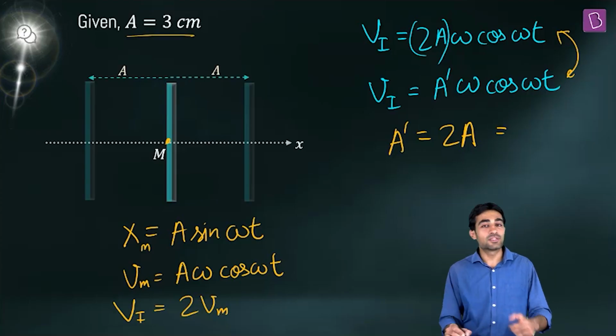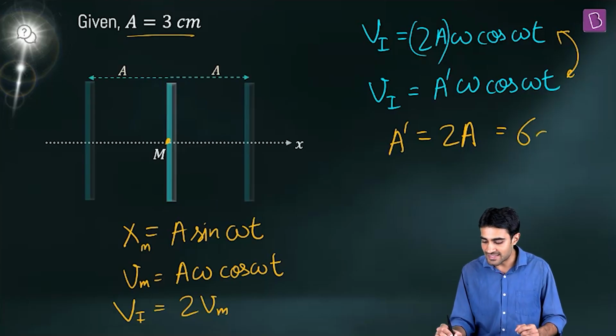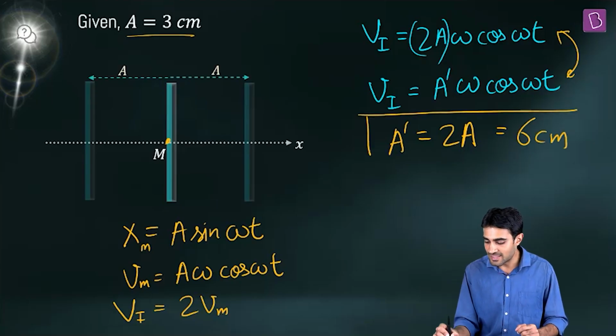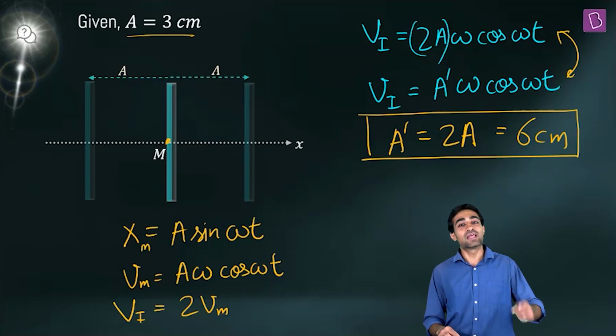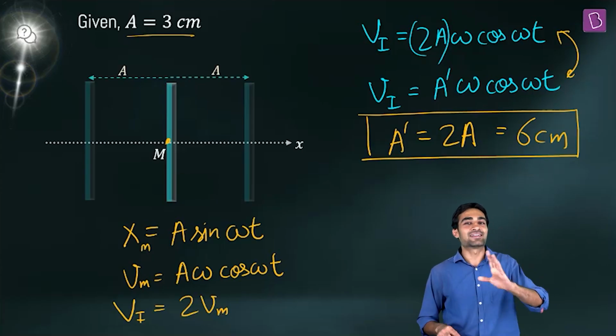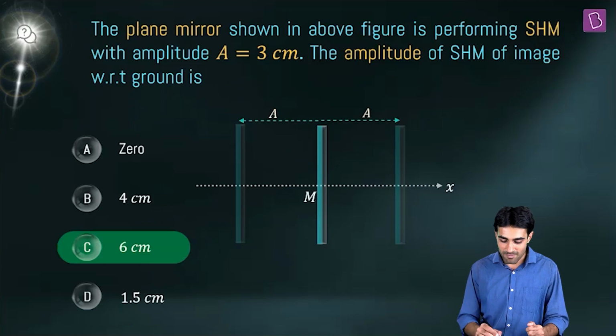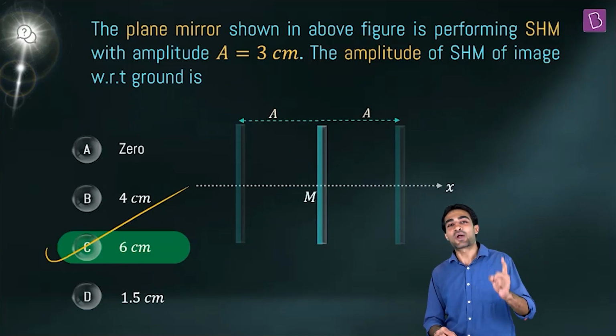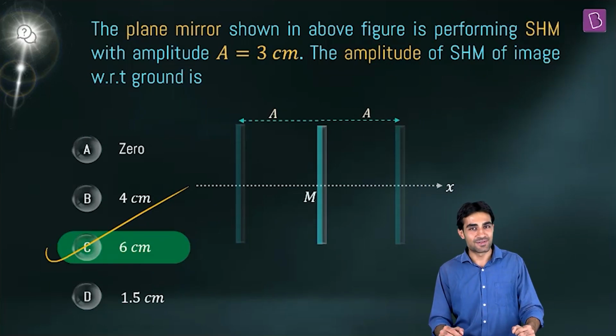And A was given to be 3 centimeters. So A dash is 6 centimeters. This is the amplitude of the SHM of the image. We wanted this 6 centimeters. So we can just go and mark option C, 6, as the right answer for this question.